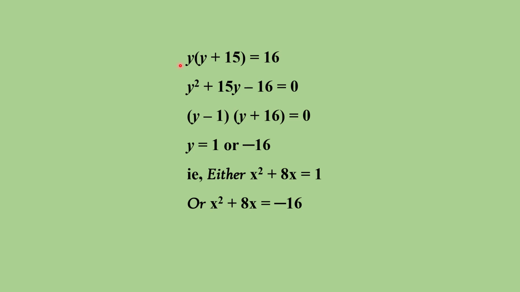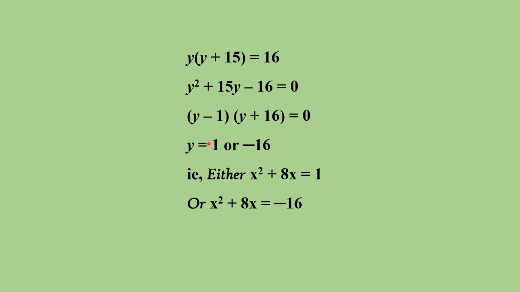So we got y into y plus 15 is equal to 16. When you multiply, y into y is y square and y into 15 is 15y. So y square plus 15y minus 16 is 0. When you factorize, you will get y minus 1 into y plus 16 is equal to 0. So either y minus 1 equal to 0, that is y equal to 1, or y plus 16 equal to 0, so y equal to minus 16.